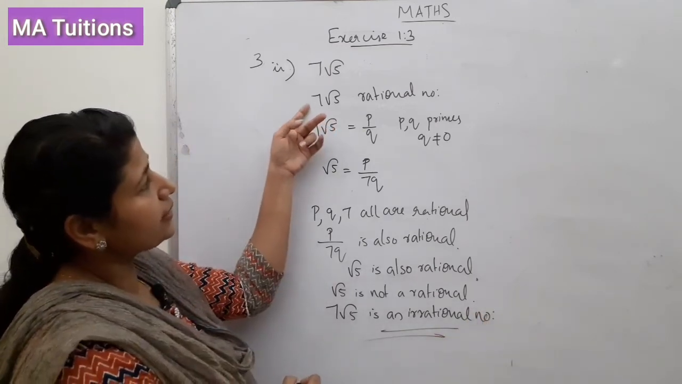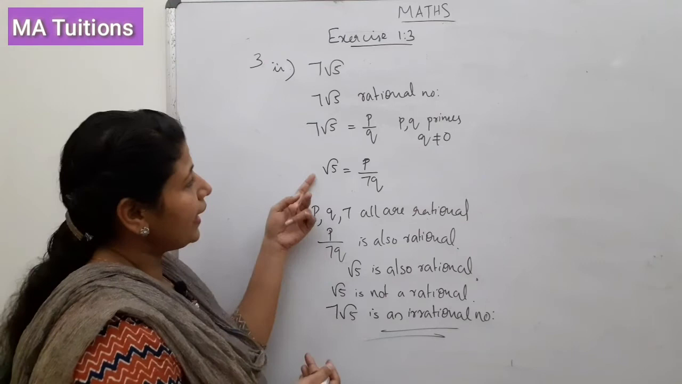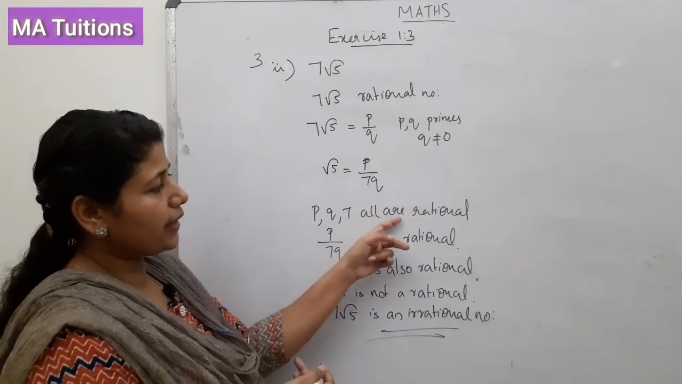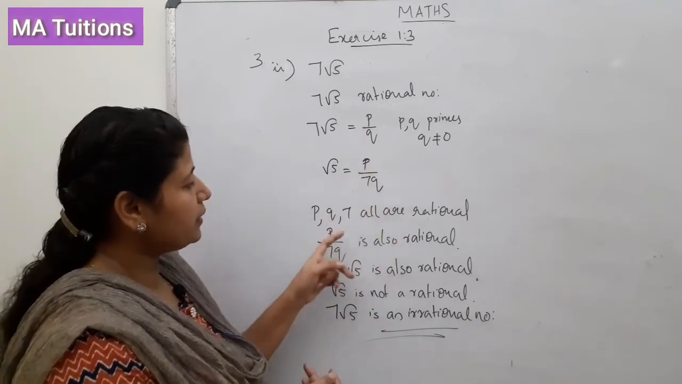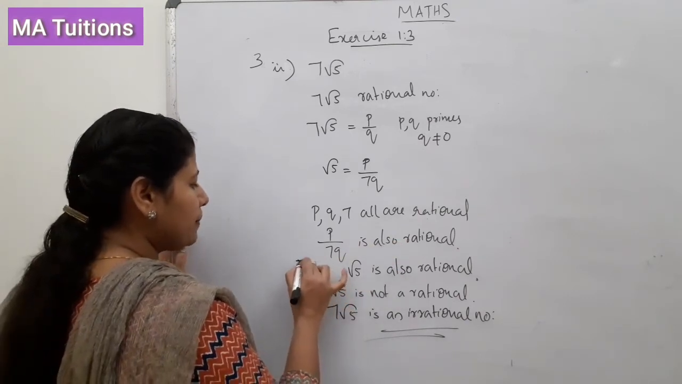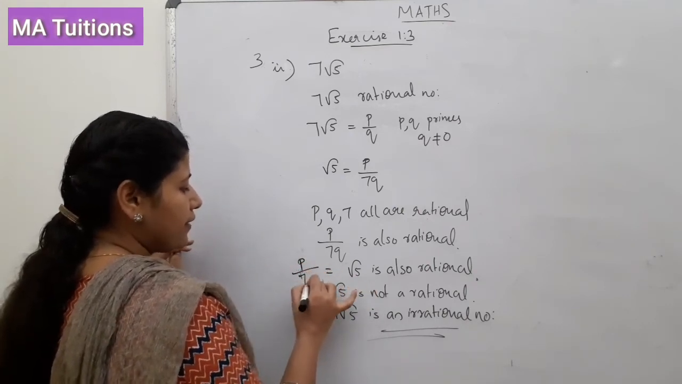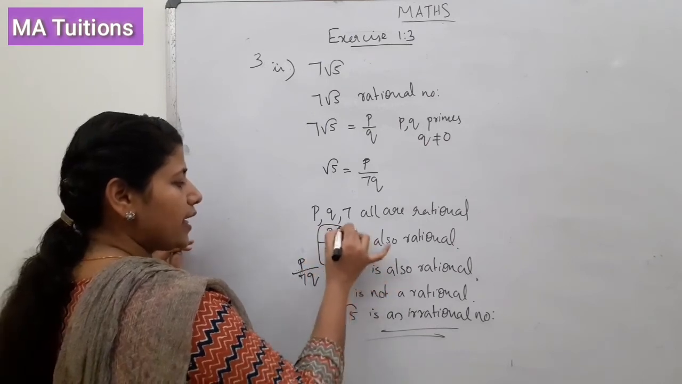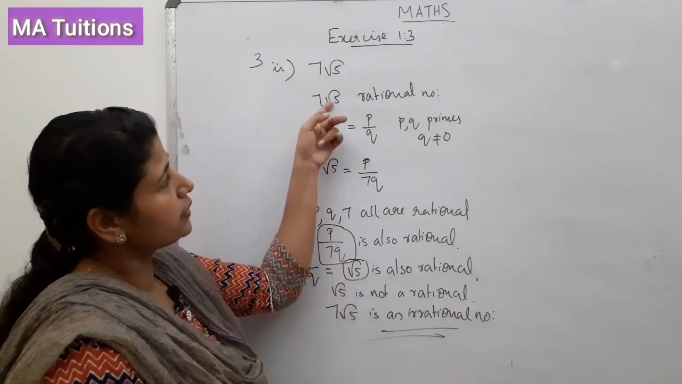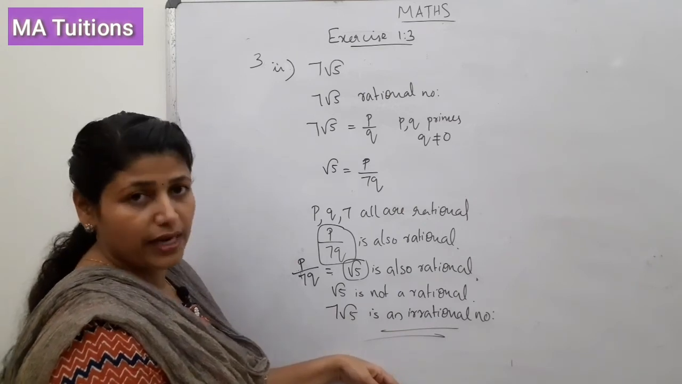What happened? We took 7 root 5 as a rational number. Then we can write 7 root 5 in P by Q form, and this root 5 can be written as P by 7Q. We know that P, 7 and Q are rational numbers, so their operation, that means P by 7Q, must be a rational number. But P by 7Q is root 5, so this must also be a rational number. But this is wrong. This happened only because of our wrong assumption that 7 root 5 is a rational number. So we can write 7 root 5 is an irrational number.